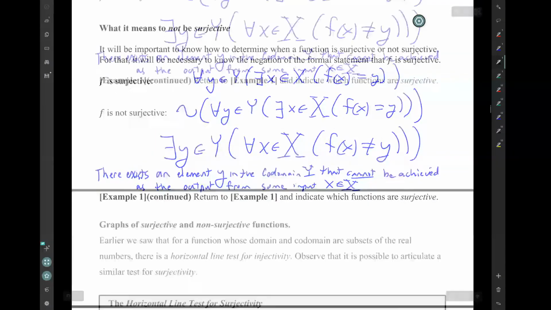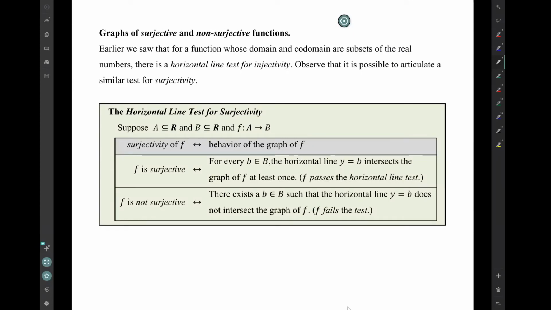Let's go on. Now I want to talk about graphs of surjective and non-surjective functions. Earlier we saw that for a function whose domain and codomain are subsets of the real numbers, there's a horizontal line test for injectivity. It's actually possible to articulate a similar test for surjectivity. I'm going to call it the horizontal line test for surjectivity. So suppose that A is a subset of real numbers and B is a subset of real numbers and that f is a function from A to B. Well, the surjectivity of the function f, or non-surjectivity, corresponds to some behavior of the graph.